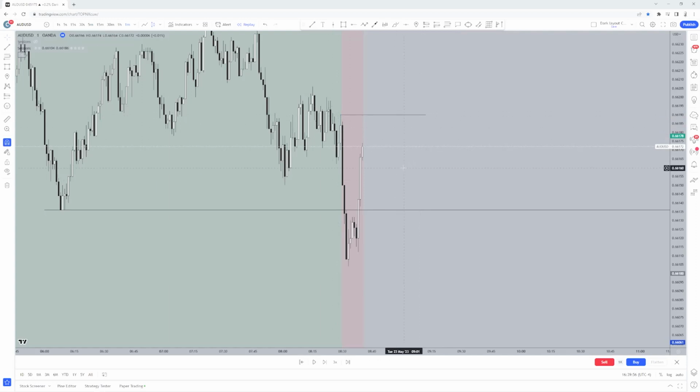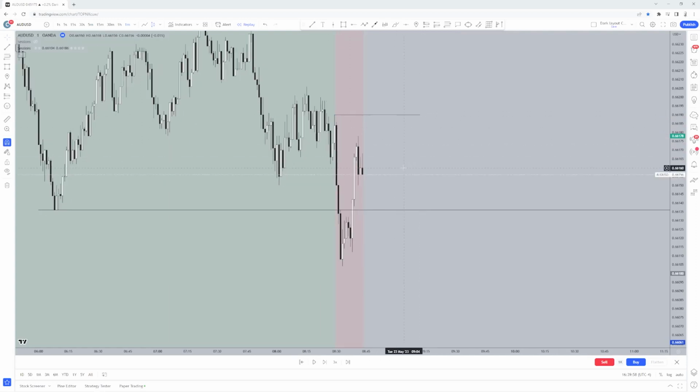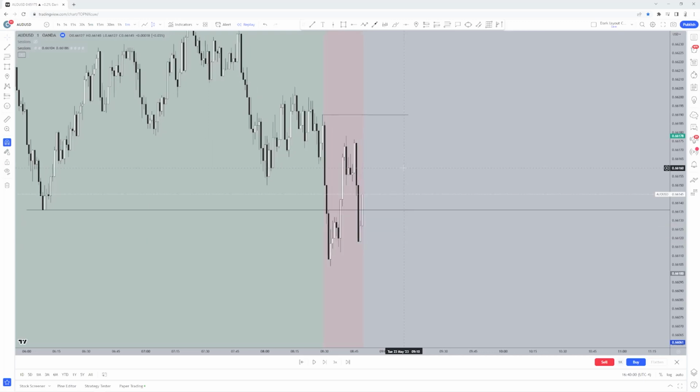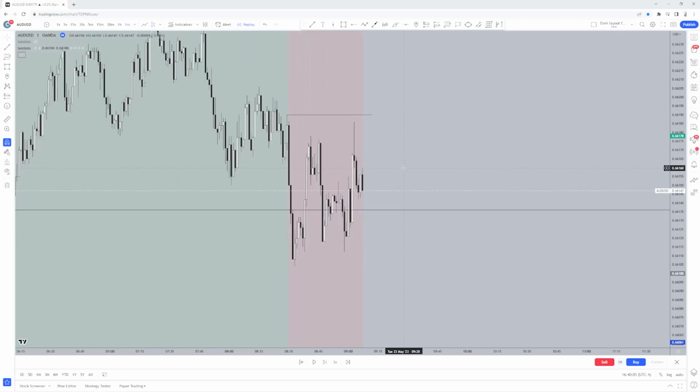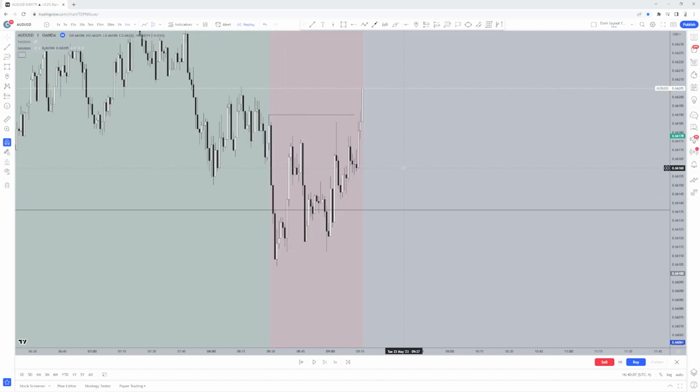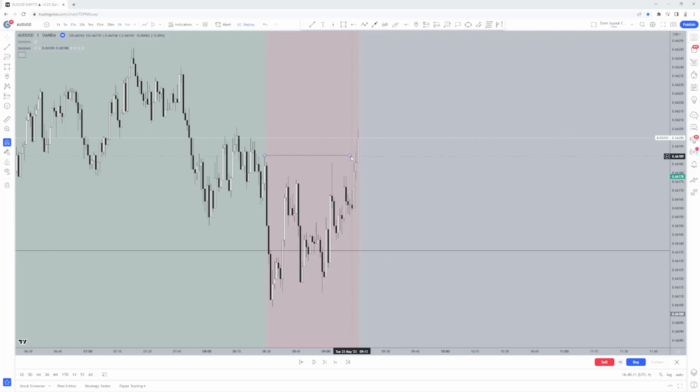This will be the point of change of character. It is very high, I know, but we will be using it if it gets broken. And we keep moving forward. Now I don't like it at all, of course. It gets broken though. So if we are to stick to our rules, we will be taking the trade from this fair value gap, which is right here.